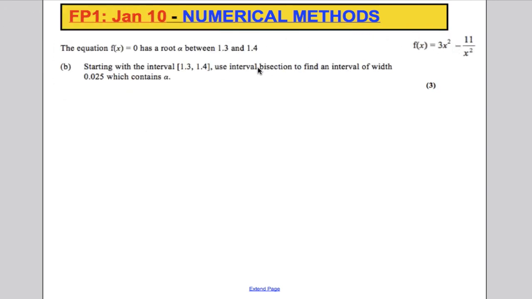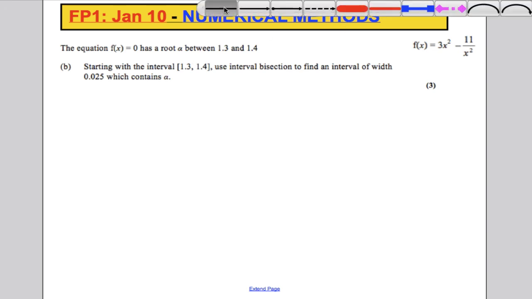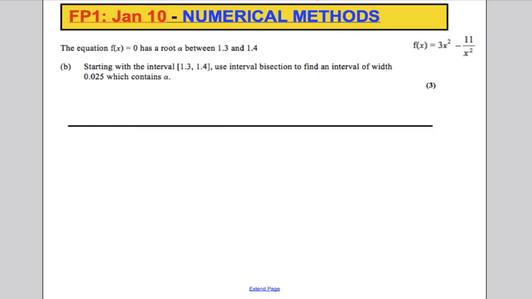Next question. Let's just have the function there. The equation has a root between 1.3 and 1.4. Starting with this interval, use the interval bisection method to find an interval with width 0.025 which contains alpha. Let's draw our table. We have A, f of A, B, f of B, (A plus B) over 2, and then f of (A plus B) over 2.